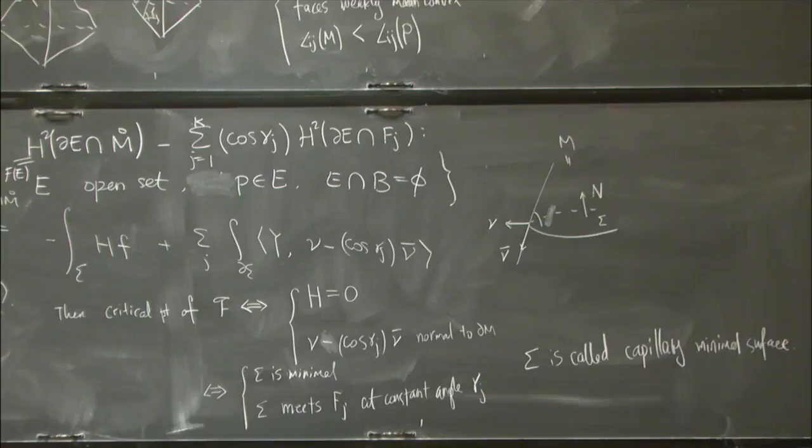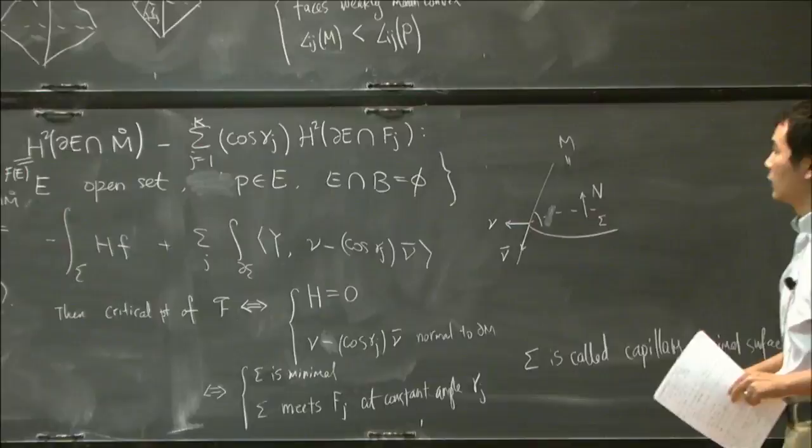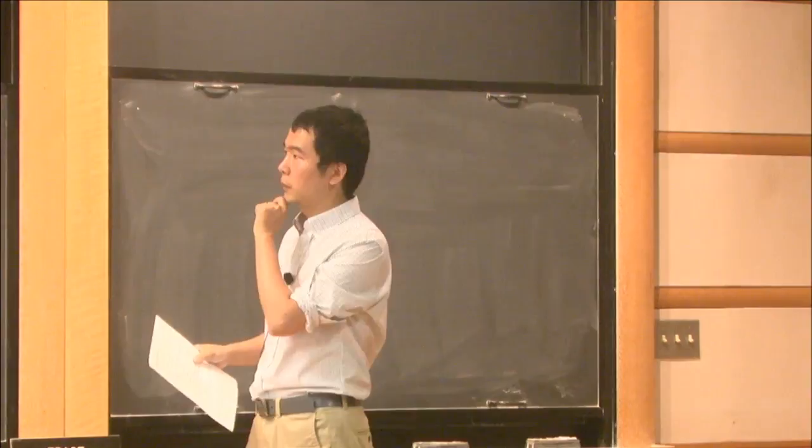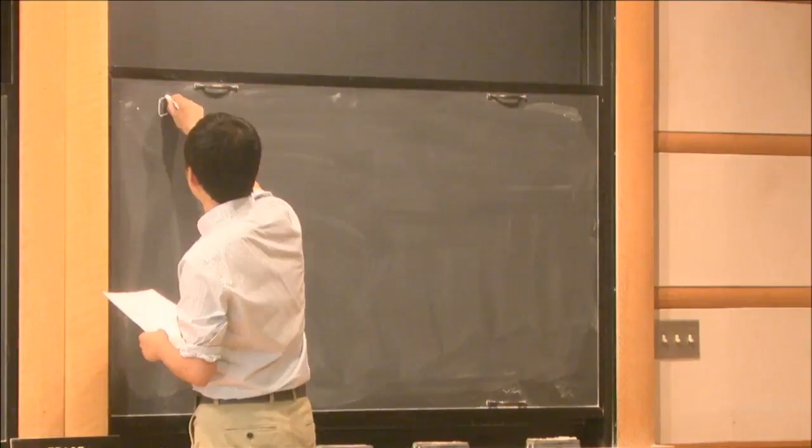All right, so we're going to prove that for this functional I, if we assume the strict comparison, then this infimum I is achieved by a regular capillary minimal surface. So the first part is to show the existence and regularity.